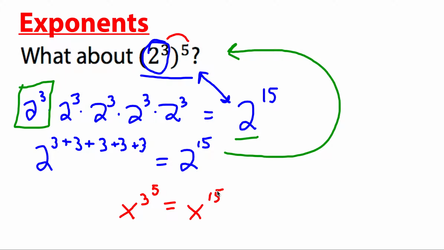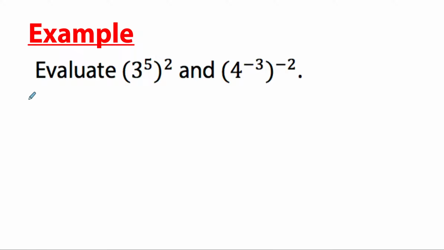Because of the power rule, what the power rule says is any power raised to a power, if I want to get my eventual final exponent, I just need to multiply these two numbers right here together. And so that is the power rule. So let's take a look at a couple of examples and then we'll be done.